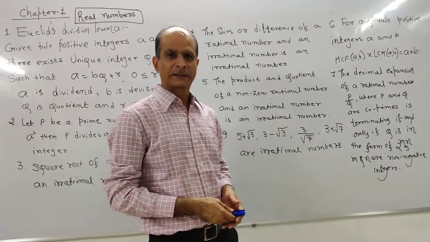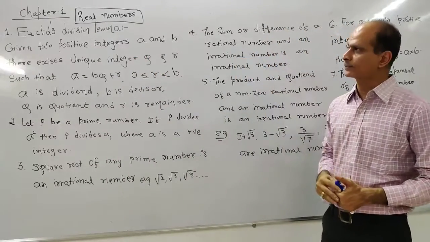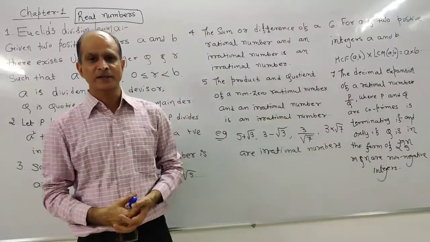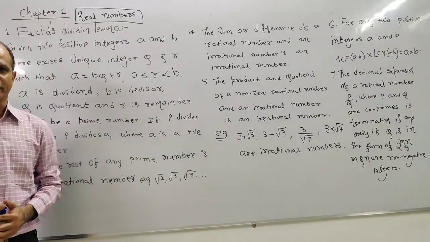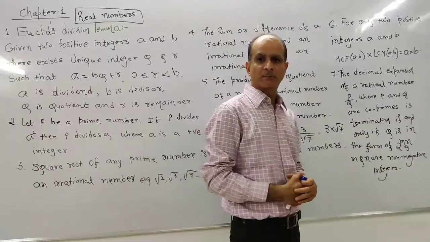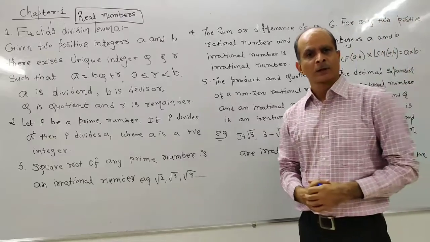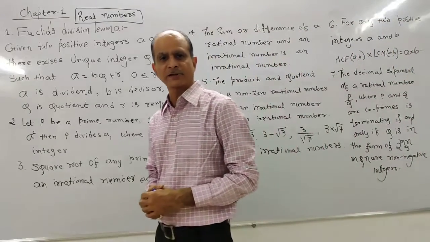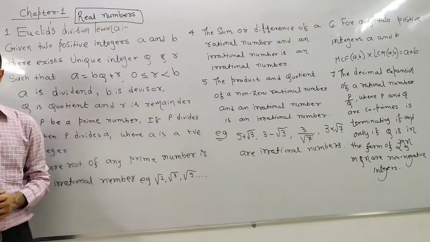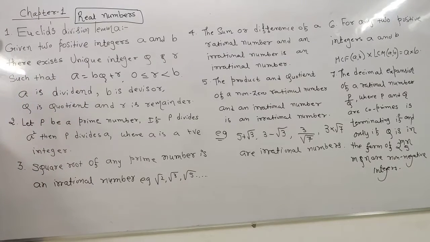Welcome back to 10th standard mathematics. Another new very important chapter, that is chapter number 1, real numbers. Friends, we have already completed chapter number 2, that is polynomials, chapter number 3, that is linear equation in two variables, chapter number 8, that is trigonometry, and chapter number 15, that is probability. Now we are going to start a very new chapter, that is real numbers.